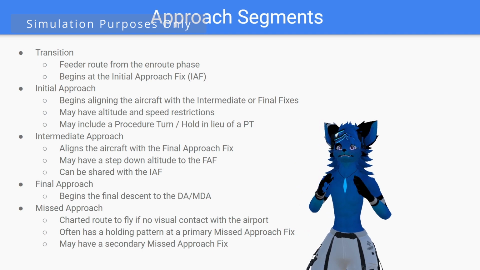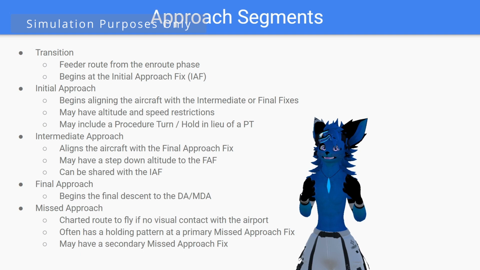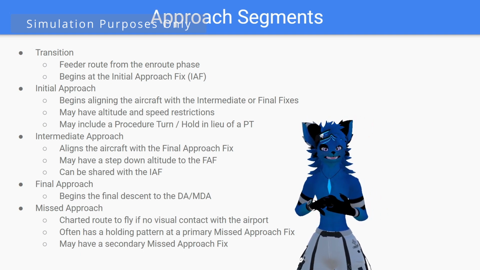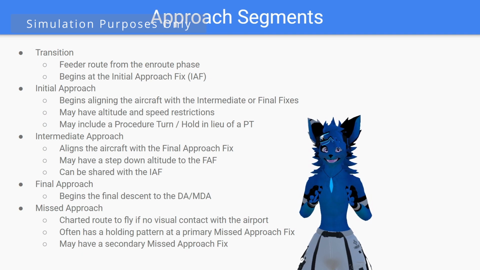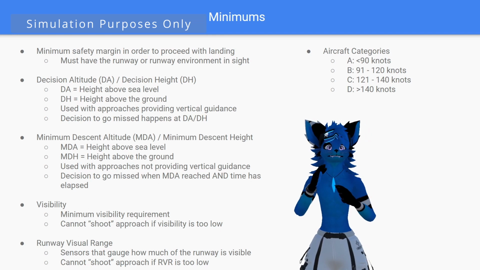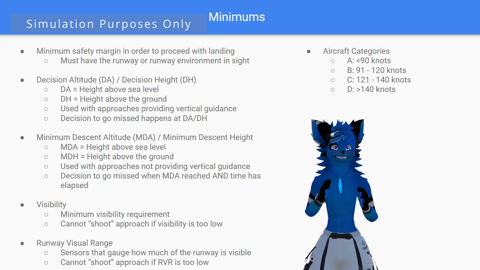Some approaches may have multiple missed approach fixes. It's mostly going to be at your larger airports where there's a lot of planes that could be flying in there. There will be a primary missed approach fix, and any secondary missed approach fixes will be specifically labeled on that chart. Every instrument approach that you are going to fly will have a set of minimum criteria that you will need to adhere to.